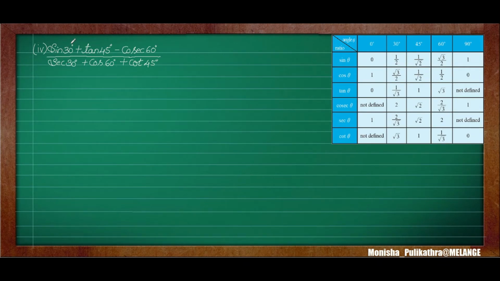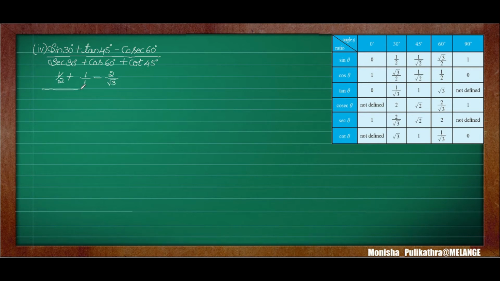So here the numerator and denominator are given with a set of trigonometric ratios. You have to just substitute the values for the specific ratios and simplify it. Okay. First is sine 30. So sine 30 is 1 by 2 as per the chart. It is 1 by 2 plus tan 45 is 1. So I'll be writing 1 by 1 plus minus cosecant 60. So cosecant 60 is 2 by root 3.